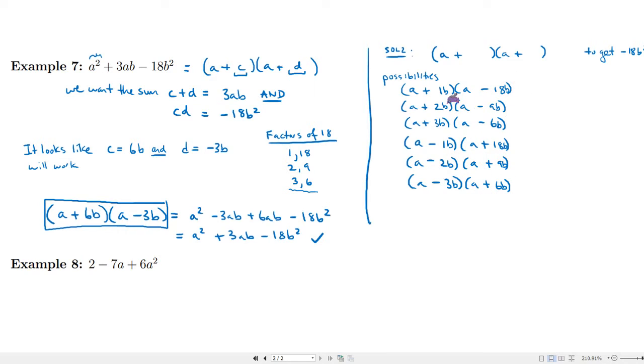And then you can systematically check which ones will work and which ones won't. You'll only get the solution that's a minus 3b, a plus 6b. So this is the only one that's actually going to work. The other ones you would have to reject by trial and error. So you see, this is a situation where there are quite a few possibilities. Sometimes it can be a little bit tedious, but you can slowly eliminate the possibilities.